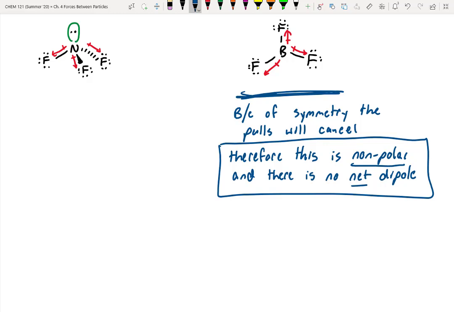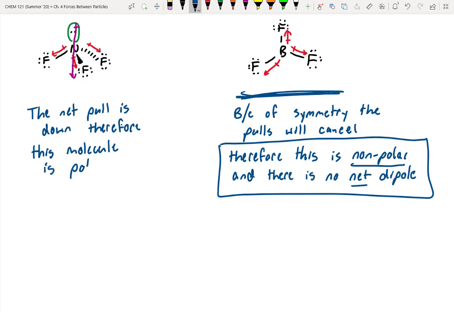Okay, let's think about the other one though. Well, in this one, we're dealing with a different situation. Each of the fluorines is kind of pointed down underneath the nitrogen. So if we add them up, the net pole is going to be directly underneath the nitrogen. So I could show that using another bigger arrow. So in this case, the net pole is down. Therefore, this molecule is polar and has a net dipole.